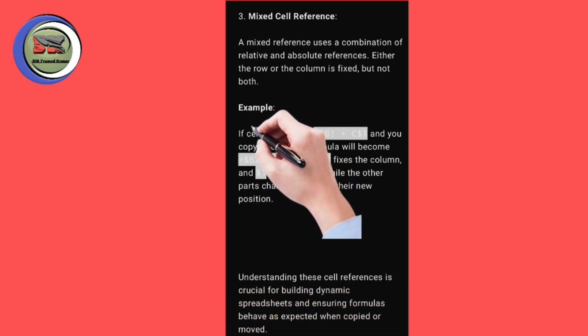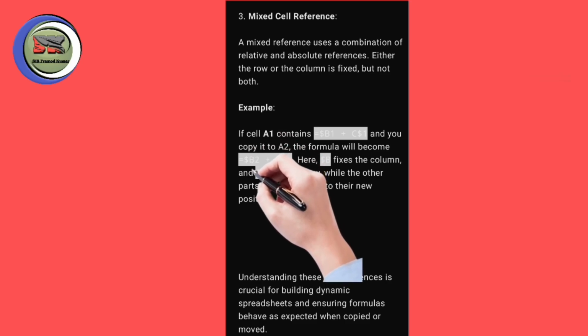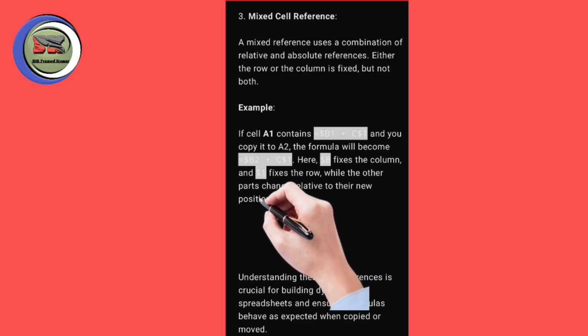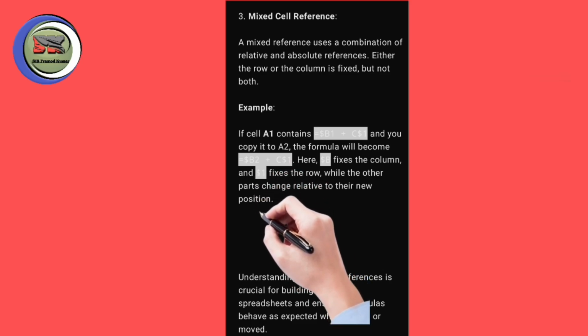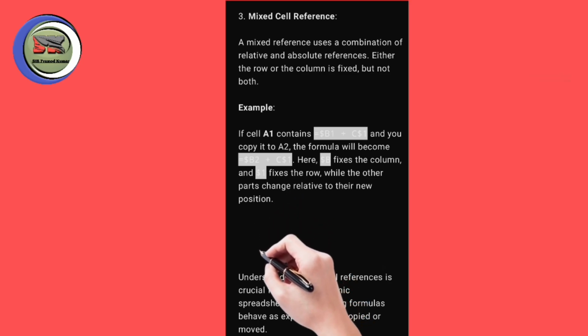Example: if cell A1 contains =$B1+C1 and you copy it to A2, the formula will become =$B2+C1. Here, $B fixes the column, and the other parts change relative to their new position.